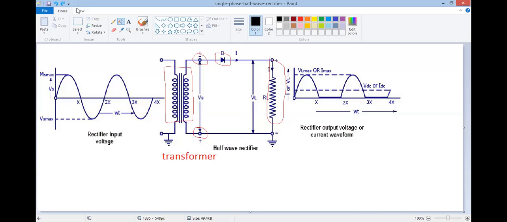Now see, in the previous lecture of PN junction diode, what is the outcome of that lecture? I already told you at that time that you have to remember this thing. Diode works in two conditions, in forward bias condition and in reverse bias condition. In forward bias condition, diode is on. We have to consider that diode is on. Don't consider the cut-in voltage.